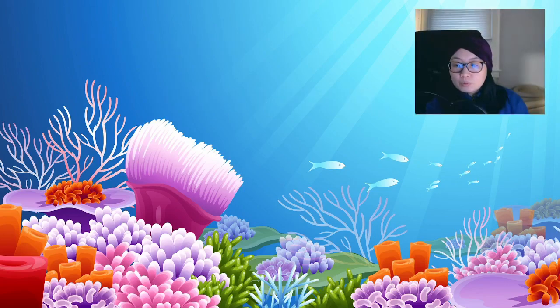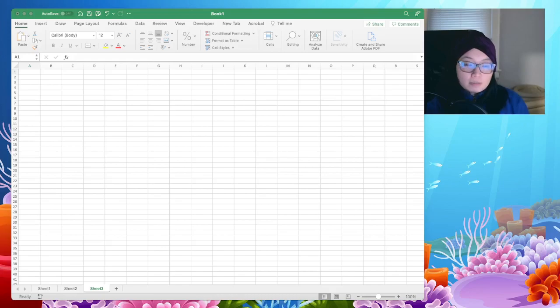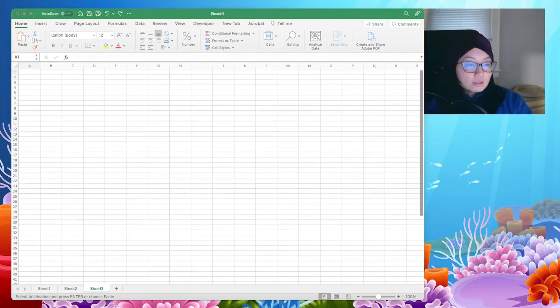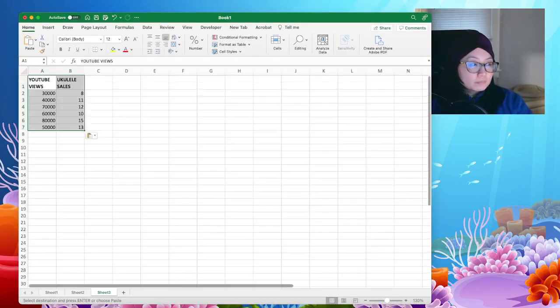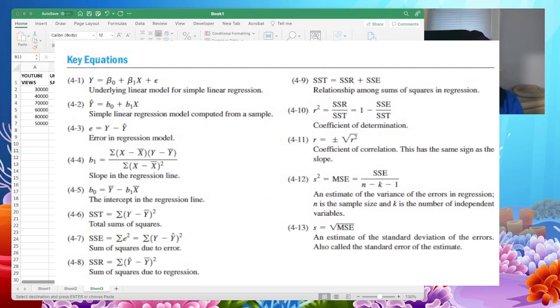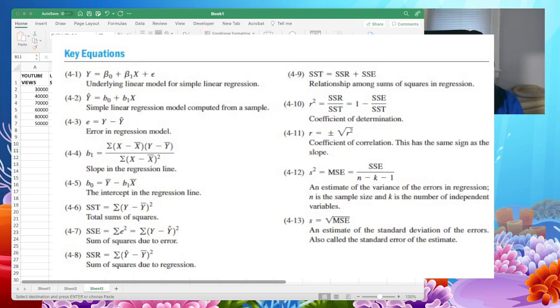So today what we've got here is a screen with our Excel spreadsheets, and then we've got some sample data. And what we're going to do is try and calculate using a couple of key formulas to find the simple regression model. So here on the screen, we've got a few different equations. Right now, you don't know what each of them are, so that's going to be a little bit of confusion, but we're just going to go review them one by one. Not all of them, but most of these.